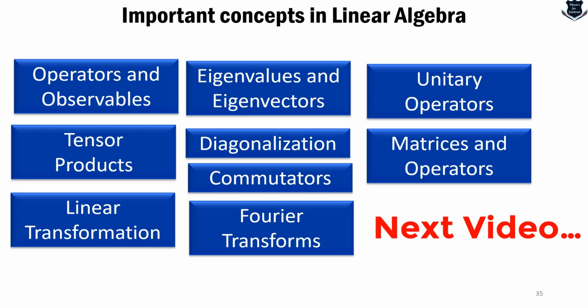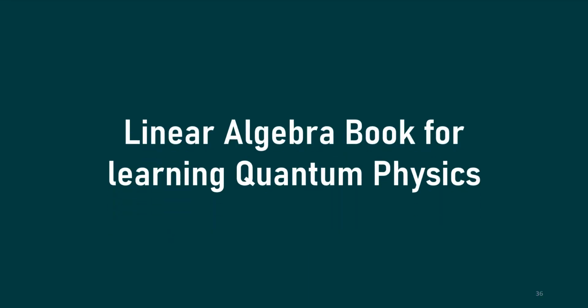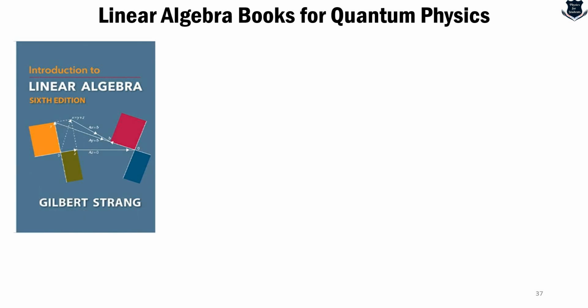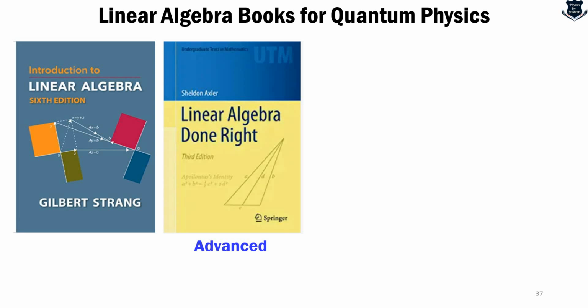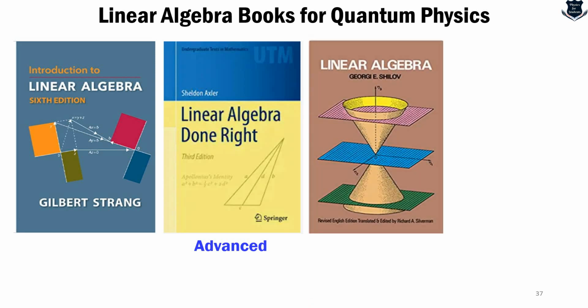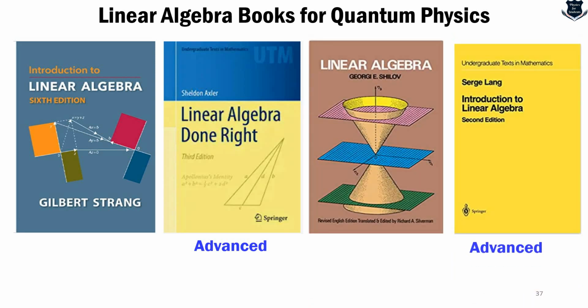But now we come to the most crucial, important and fundamental idea: what are the linear algebra books which are there, and what is the best book for you to understand quantum physics. First, I would say you can pick up a basic understanding of linear algebra. Gilbert Strang's book is phenomenal. This book is a little bit advanced, and Sir Glang's book is also. So first, in order to understand the basics of linear algebra, I would say all these books are very good.